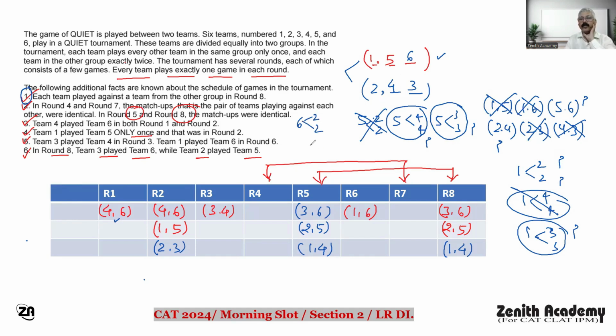And 6 with 4, 6 with 4. And 6 with 3. So 6 with 4, this is 6, 4, 6, 4. So this is 4, and this 6, 2. Anywhere 6, 2, 6, 2, 6, 2. No, no. So this is to be complete.